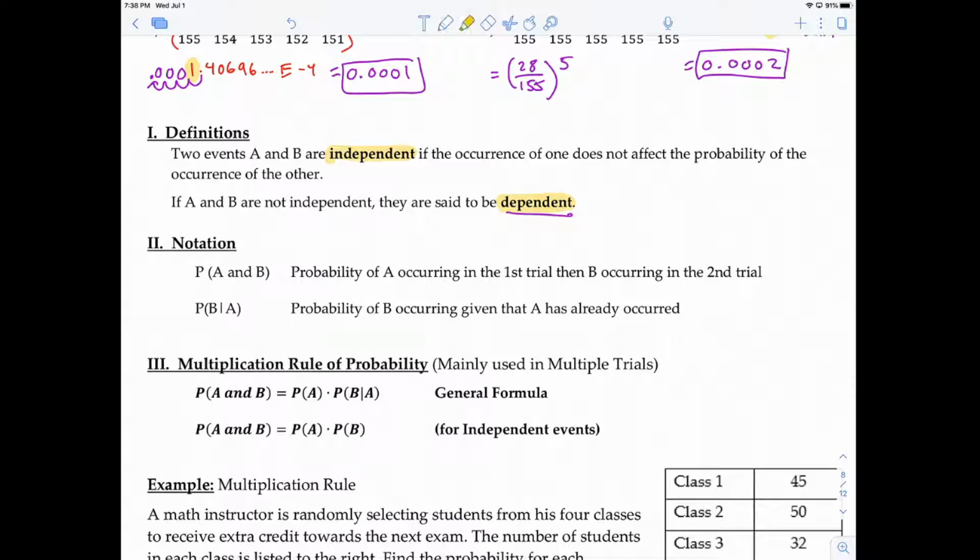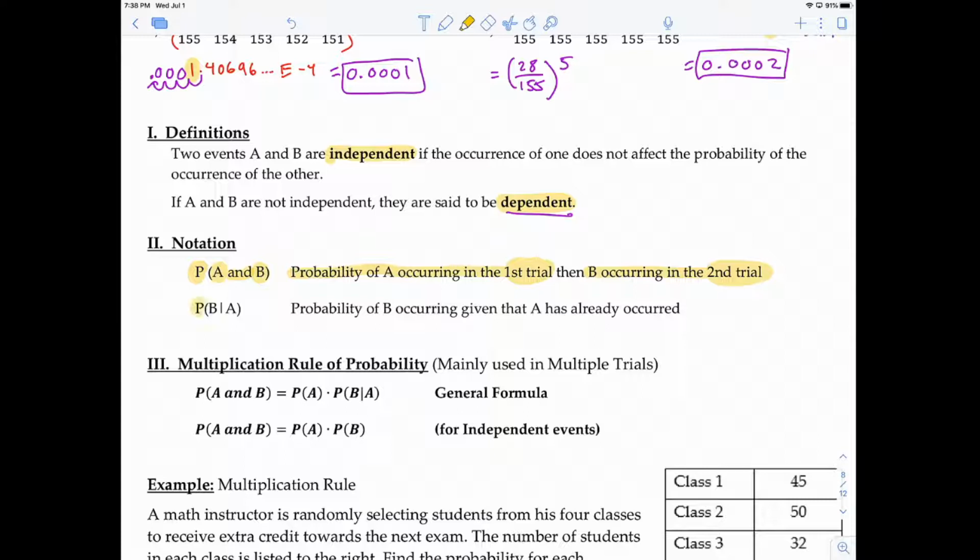So the notation we're going to use here is the probability of A and B. And again, that notation means the probability of A occurring in the first trial, then B occurring in the second trial. So again, we're dealing with multiple trials, right? More than one trial. The second notation is read as the following.